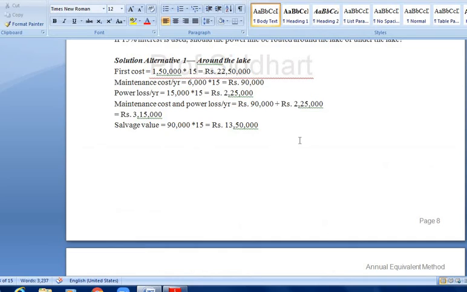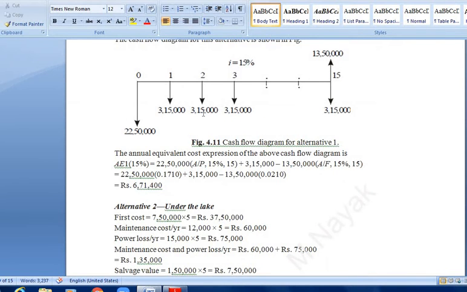See one more thing here, maintenance cost and power loss per year. So that is 90,000 plus this 2,25,000. How this 2,25,000? It is the addition of maintenance cost and power loss. So the total cost will be the addition of maintenance cost and power loss. So totally 3,15,000 will be the annual cost, and it is kept here. Salvage value similarly 13,50,000 has come, and this is the same 3,15,000.